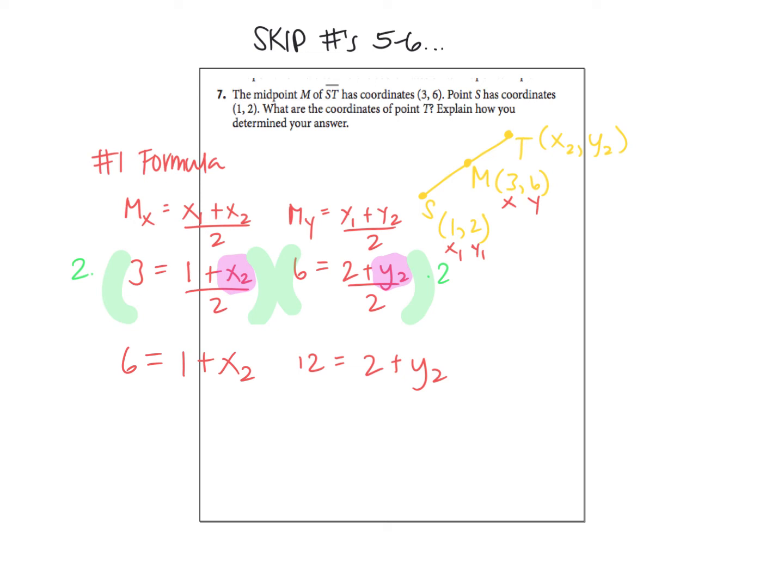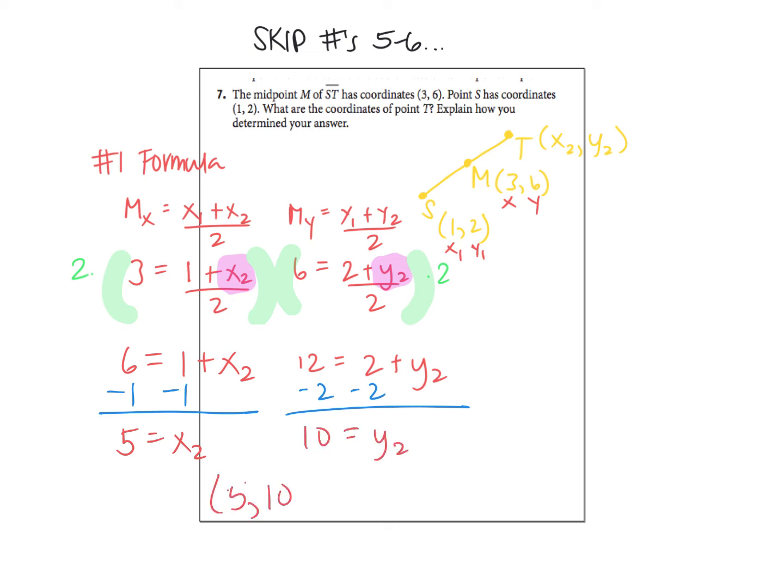Then I also think, okay, what's my next step? What can I do next to isolate my variables? Well, I subtract 1 for this. I subtract 2 for that. So lo and behold, we can see we have 5 equal to my x value of the endpoint, and we have 10 equal to the y value. So I could rewrite that as 5, 10. Now, some of you looking at this might be thinking, whew, that's a lot of algebra.